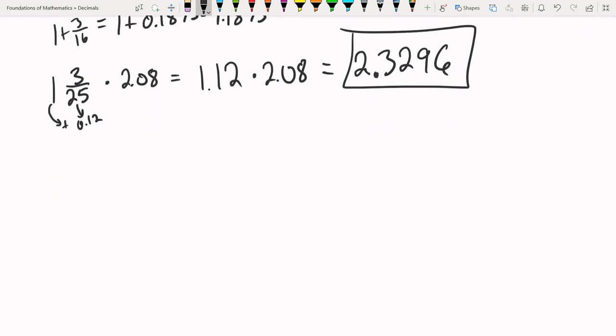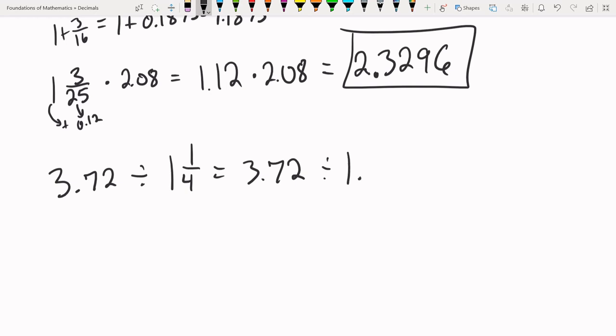Finally, we have 3.72 divided by 1 1/4. A quarter is pretty easy to know the decimal portion. It's like a quarter of a dollar. A quarter itself is 25 cents, so 1/4 is 0.25. And then doing the division there gives us 2.976.